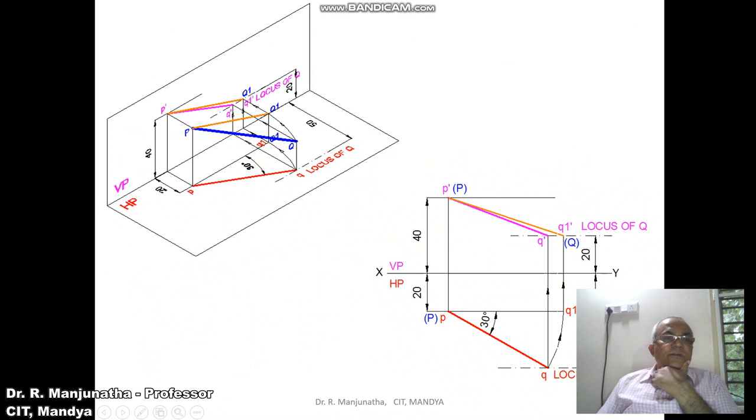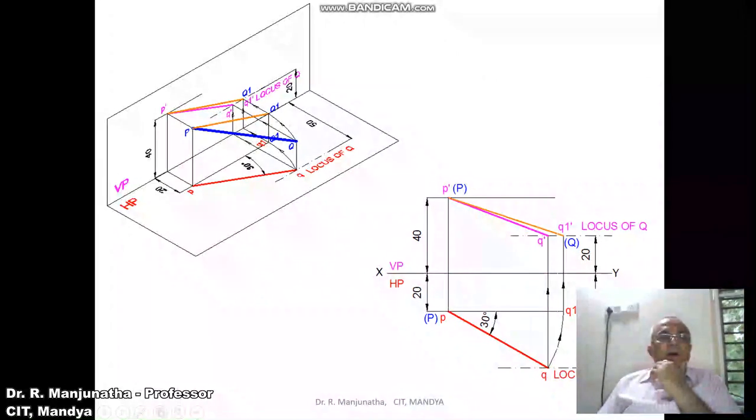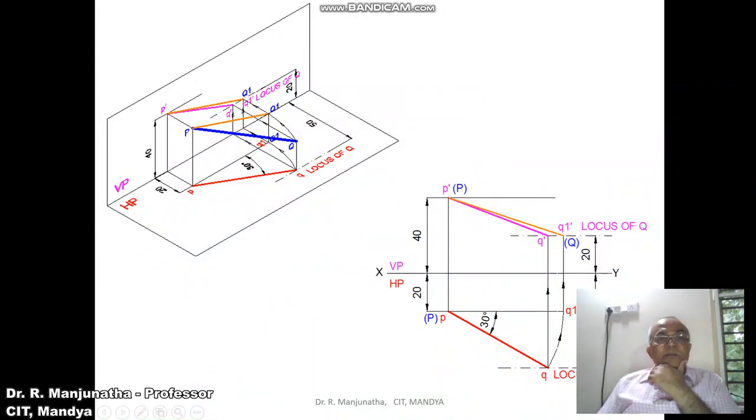So here first we mark that above HP and in front of VP, and again here also above HP and in front of VP, and we draw a line inclined at 30 degrees to the XY line in the top view. It will cut the locus of Q in the top view here. So you got the top view point. So with P as center, taking the radius of PQ, once you know the top view, how do I know the front view? Because once you know the top view, when it is projected, the end projector cuts the locus of Q in the front view. So it will cut this point here. So you're going to get this Q dash, and join P dash Q dash and PQ.